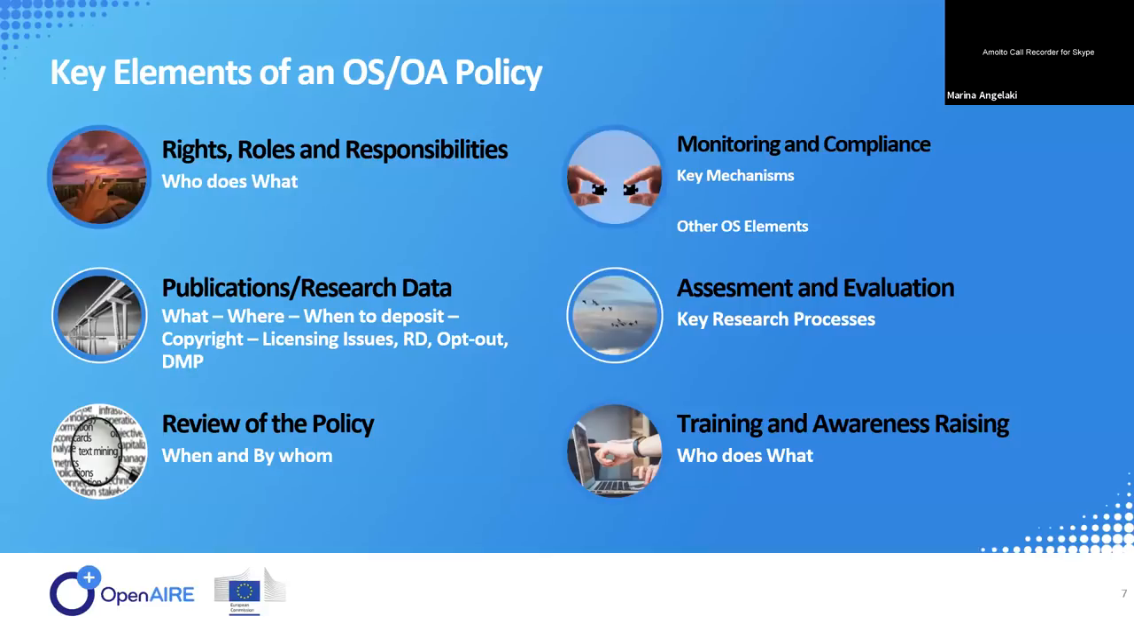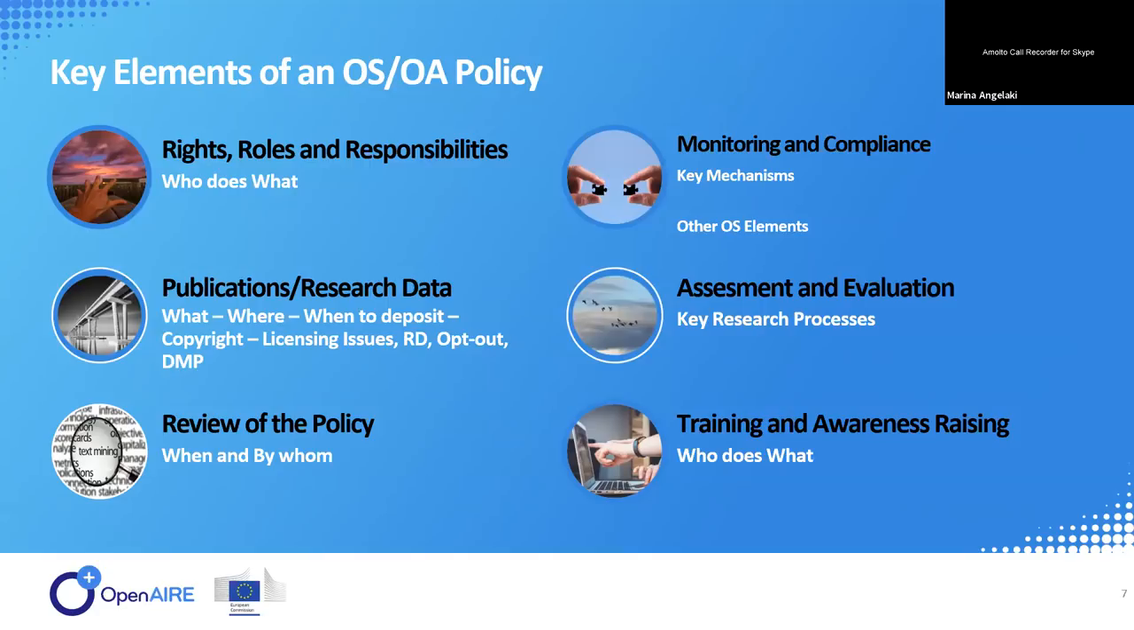Nonetheless, and despite these differences in terms of the types of policies, we have identified a number of elements that are important in developing an open science and an open access policy, in the sense that they have an impact on the policy's effectiveness. For example, it is important for the policy to clearly define the rights, the roles, and the responsibilities of each party involved, or to put it more simply, to state who does what. It's not just the obligations of a researcher, for example. Other units, for example, within a university or departments may be involved in this process. So it is important for the policy to clearly state who is doing what.